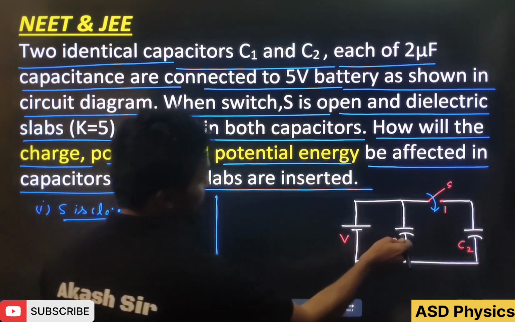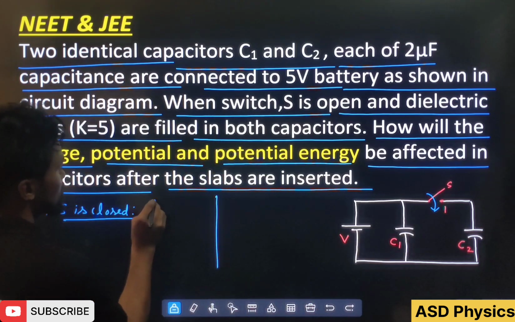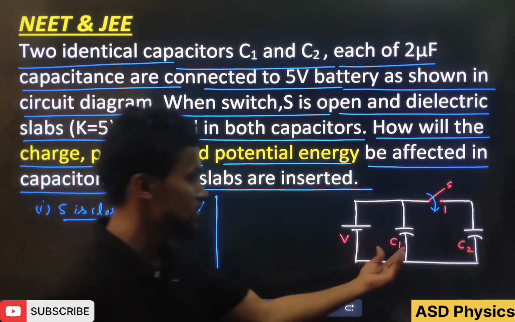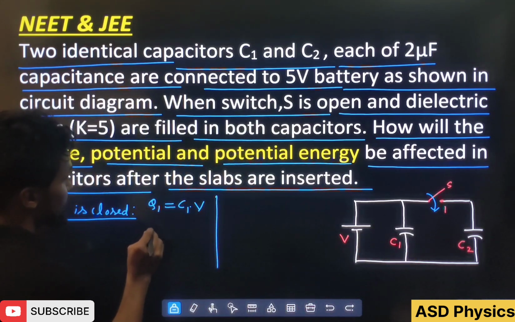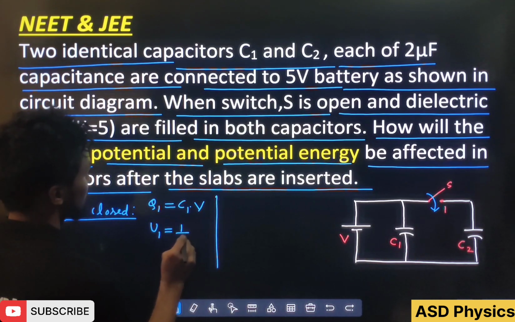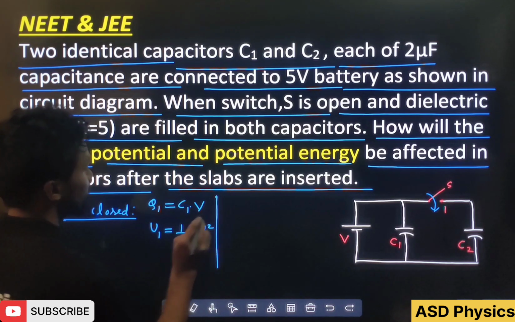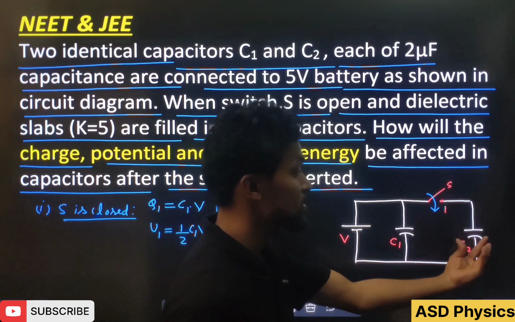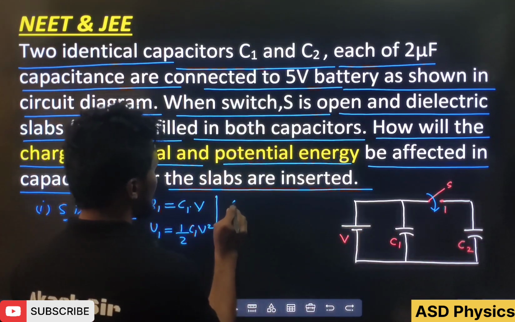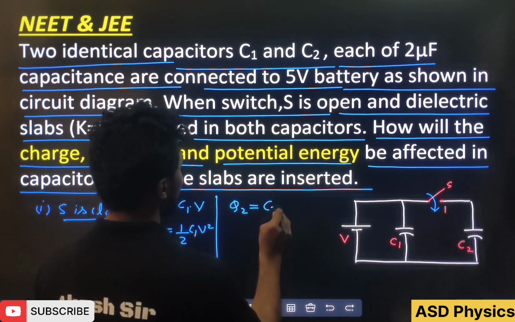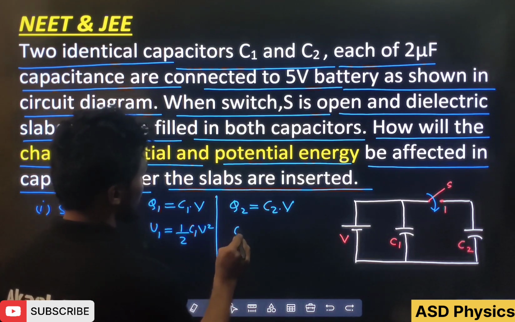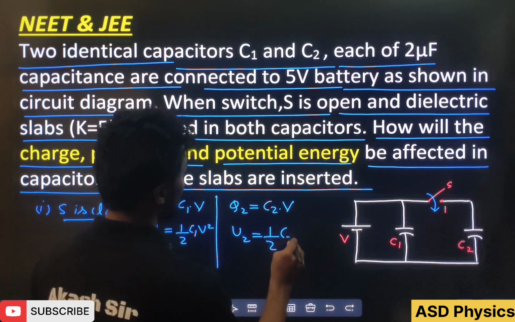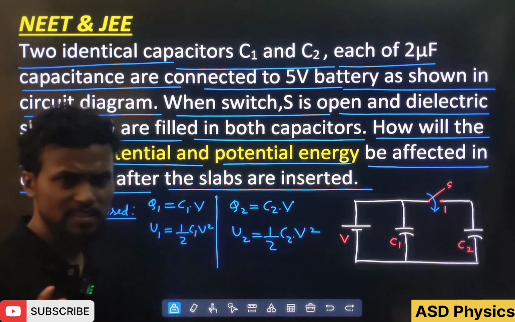If I write here, in this capacitor C1, how much charge will it store? Q1 is C1V. And if I ask about the energy, how much energy will it store? Half C1 V square. Similarly, this capacitor is also connected in parallel with the battery. So here also Q2 will be C2V, and the energy U2 equal to half C2 V square. This is the initial situation.